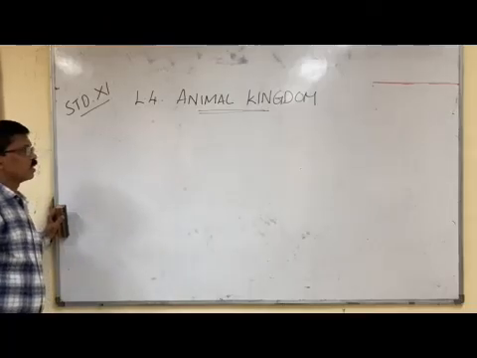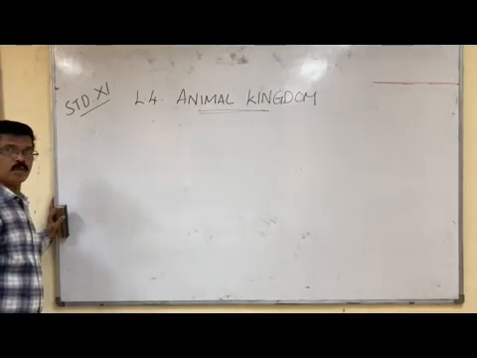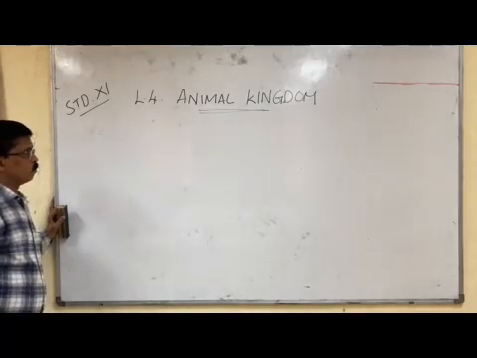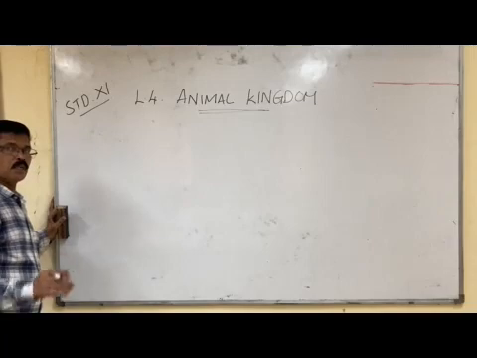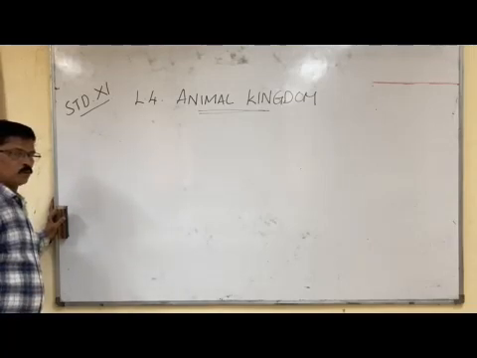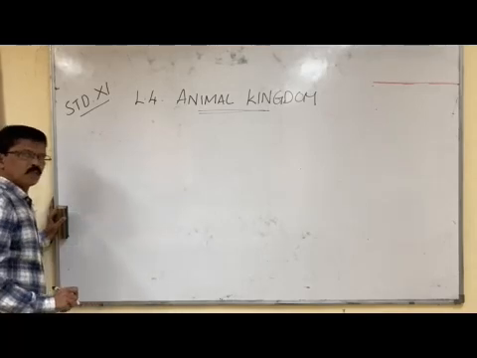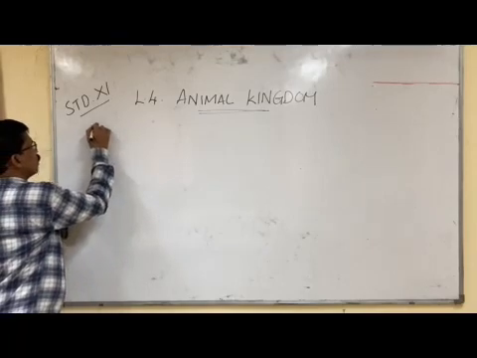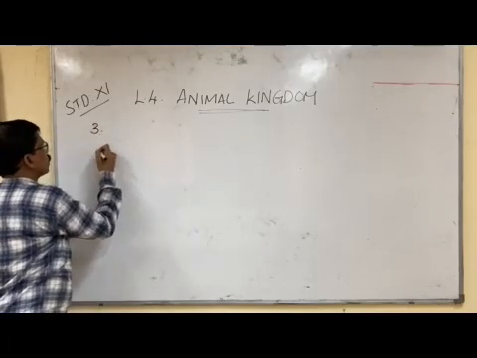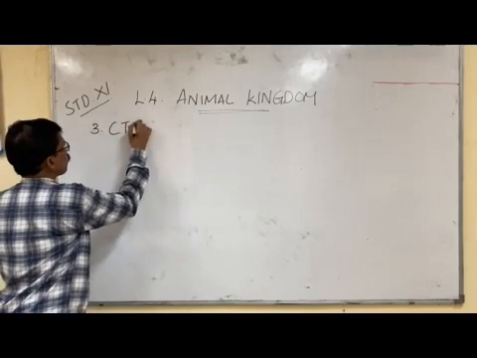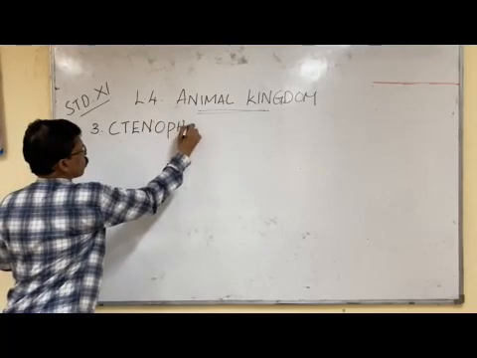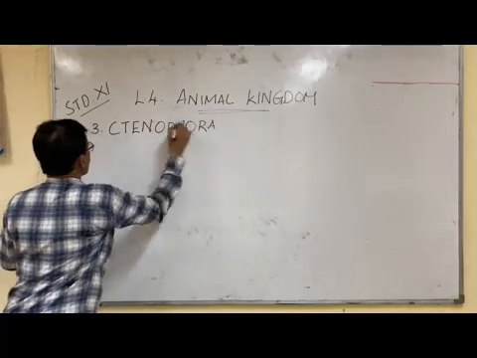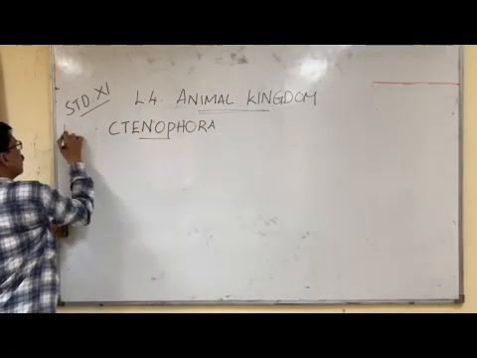Good morning, children. Today we are continuing the chapter which we had completed yesterday, Animal Kingdom of Standard 11. We have already completed two phyla of non-vertebrates or non-chordates. So we are continuing the third phylum. Third phylum, Ctenophora. C-T-E-N-O-P-H-O-R-A. So we are now continuing the phylum Ctenophora.